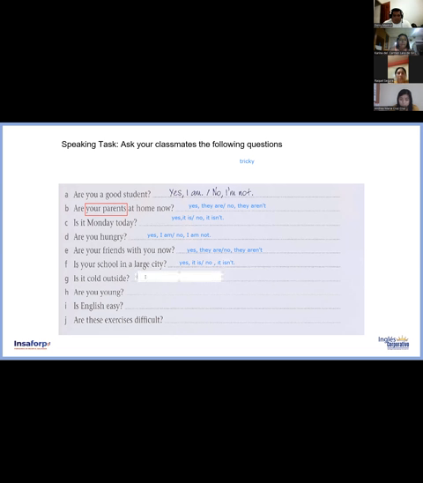Número 2, okay. Are you shy or outgoing? ¿Cuál es tímido y cuál es extrovertido? Okay, shy means tímido, right? And outgoing es extrovertido, outgoing. Thank you. Okay.